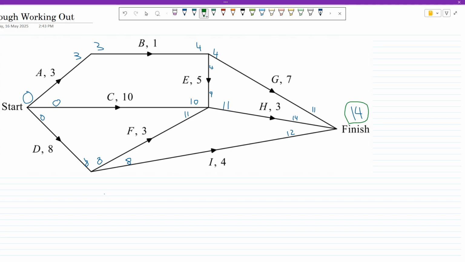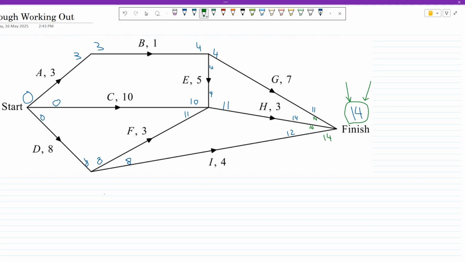I'm just trying to find out when's the latest I can start each activity. In other words, the float time. I want to know the float time, how much I can delay each activity. I still want to finish by day 14. That's my goal. So I got to finish activity I by day 14 at the very latest. I got to finish activity H by day 14 at the very latest. I want to finish activity G by day 14 at the very latest. Okay? Because I want to finish the whole thing by day 14.